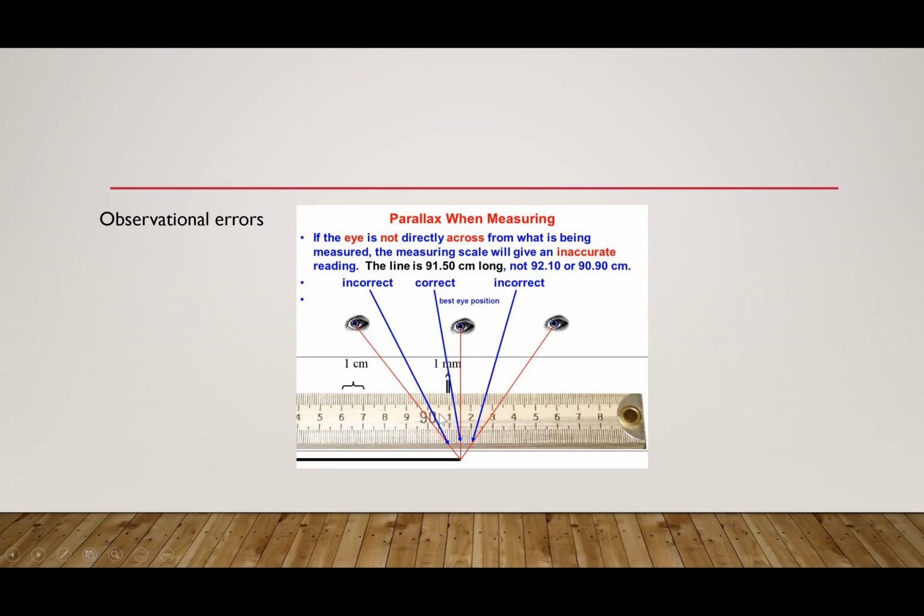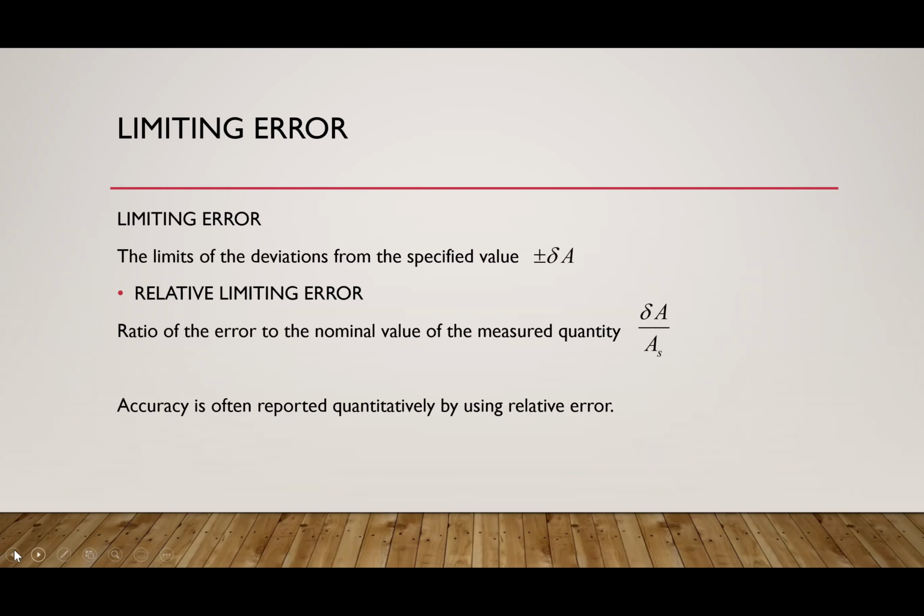This happens very commonly whenever you are taking some measurement. If you are not looking directly in a straight line, you tend to get a little high or a little low measurement from that scale. Parallax means if the eye is not directly across from what is being measured, the measuring scale will give you an inaccurate reading. In this case, the reading is not inaccurate, but what you note down is inaccurate, because if you are not at the best position as the observer, you might end up noting a wrong reading. This kind of error, called parallax, is one of the examples of observational errors.